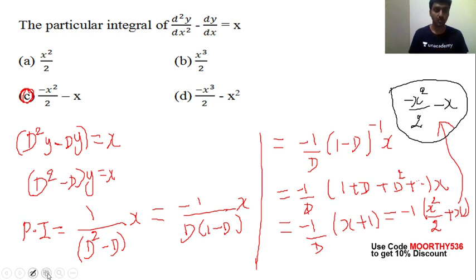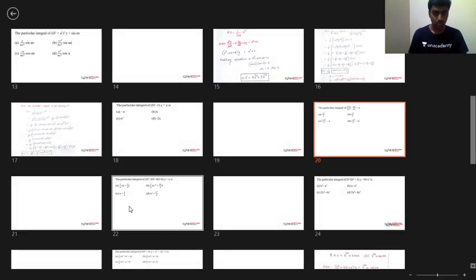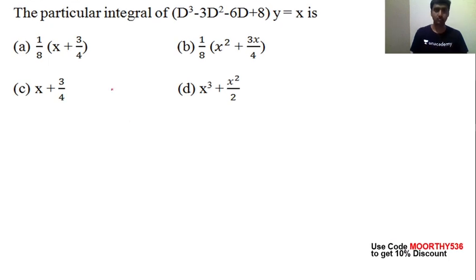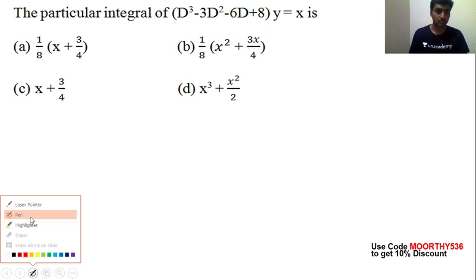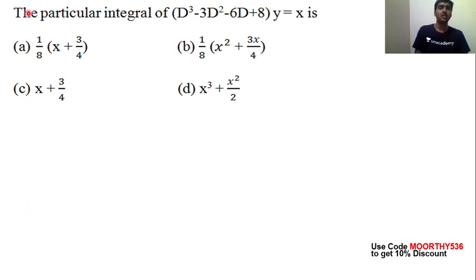Yes, we are moving into the next question. It's the next question for you. Again coming to the differential equation, find the particular integral of (D cube minus 3D square minus 6D plus 8) y is equal to x. What is the particular integral for the given question? Okay, bring your paper and pen. Try to give your answers in the live chat. Work it out and give your answer.